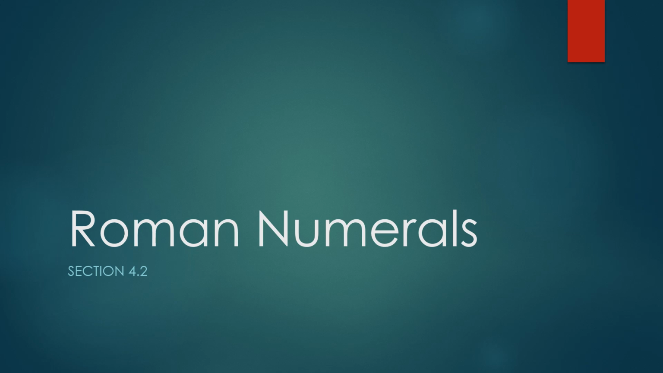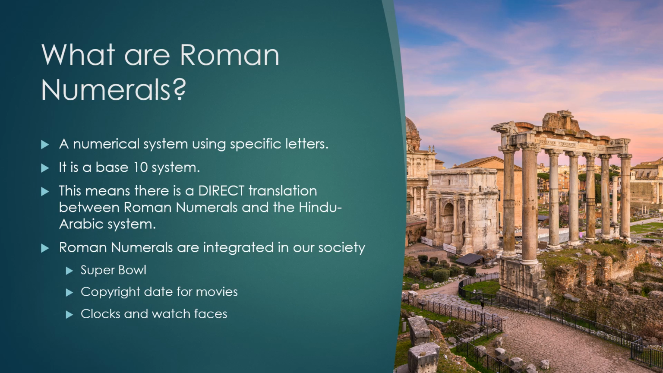In this video, we're going to be talking about Roman numerals, which is found in section 4.2 of your textbook. So what are Roman numerals? Roman numerals is a numerical system using specific letters to represent digits rather than numbers. It is a base 10 system. What that means is that we can do a direct translation between the Hindu-Arabic system and the Roman numeral system. The symbol that represents 10 in the Roman numerals is just the same value as 10.